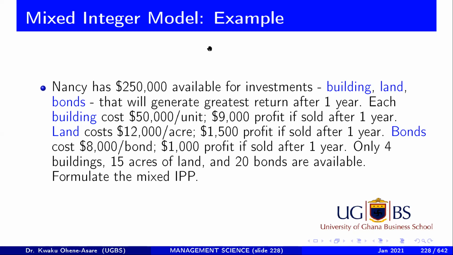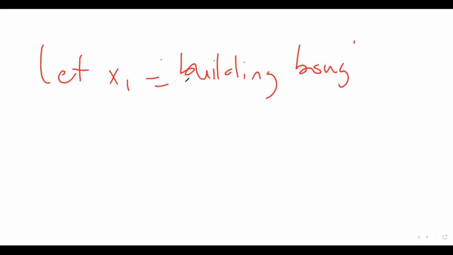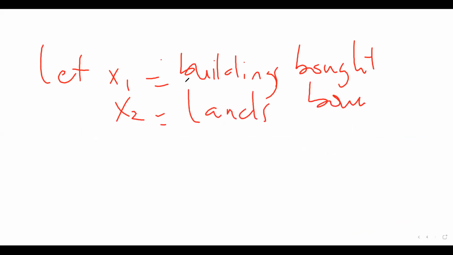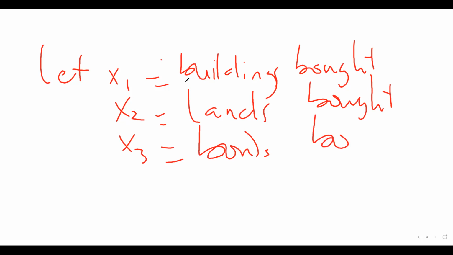Let me just write that, because some people, if you don't write that, so let X1 be buildings bought. Let X2 be land bought. Let X3 be bonds bought. So these are your decision variables.